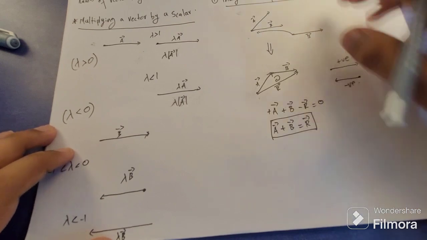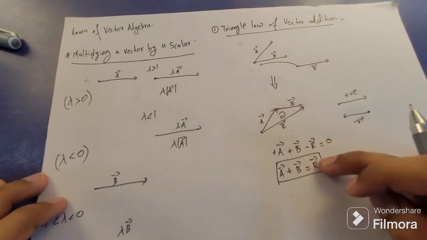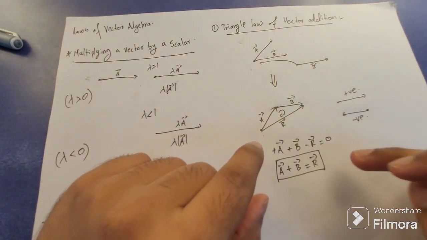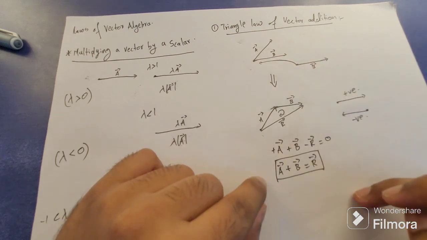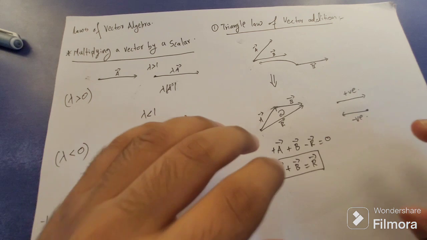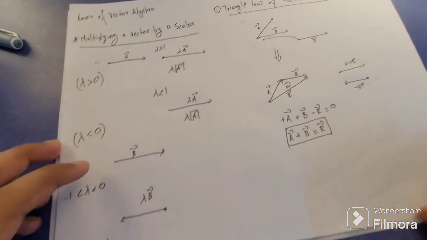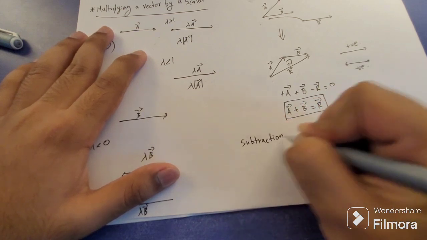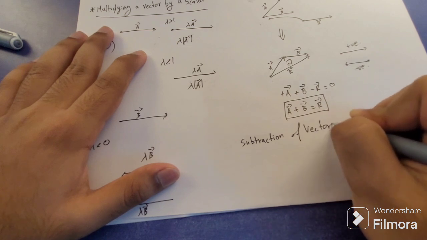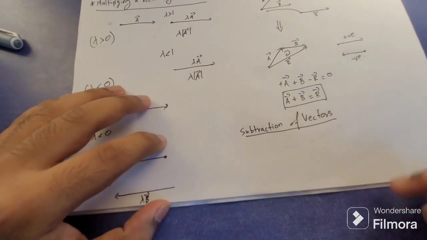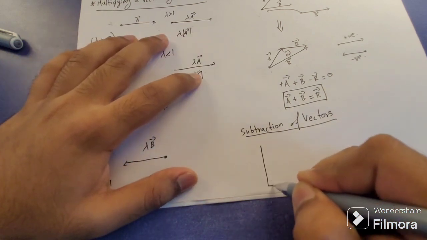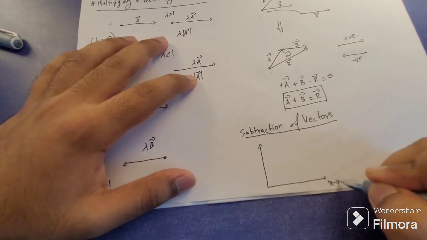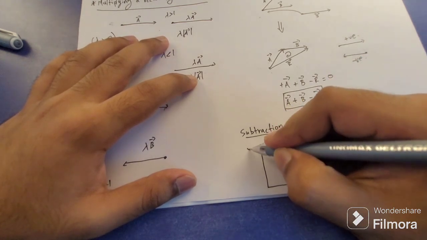So now that we know what the triangle law of vector addition is and how we apply it, let us see what is meant by the subtraction of vectors. It is very similar to the triangle law of vector addition, and subtraction of vectors is in a way very similar to the addition of vectors. Now let us see how that is done. Let us take the following scenario. Let us assume this is the x-axis while this is the y-axis.